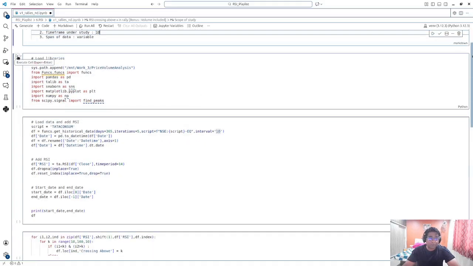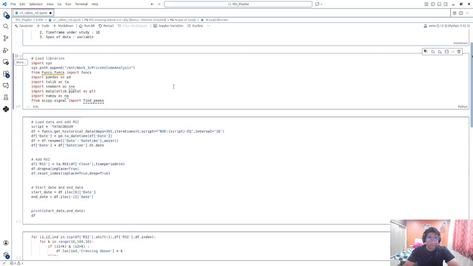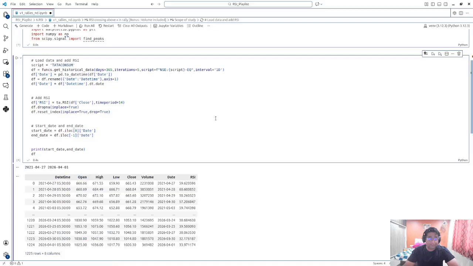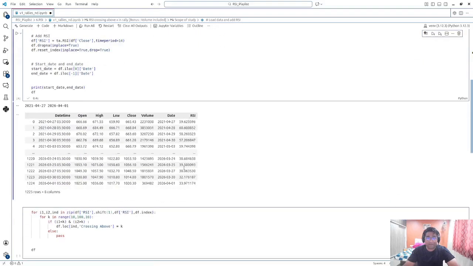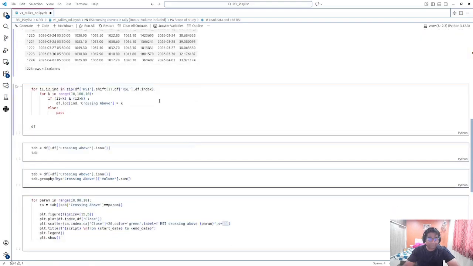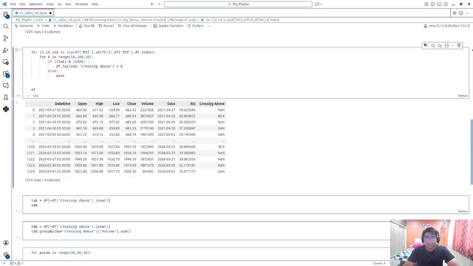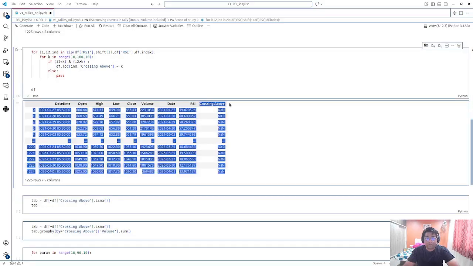Okay, so we have imported some libraries, then got the data. We have added the RSI. Then we see we have added the column.